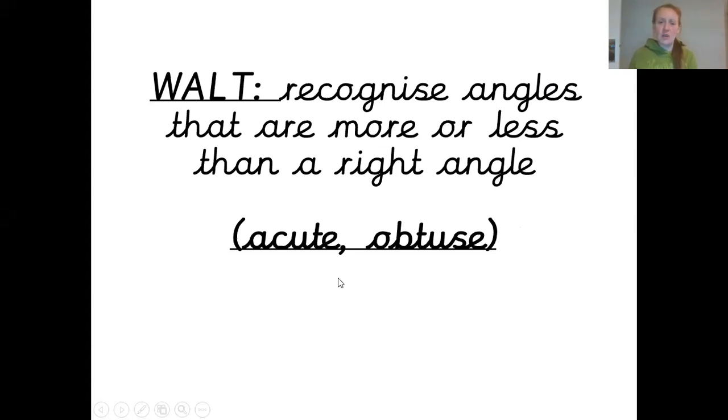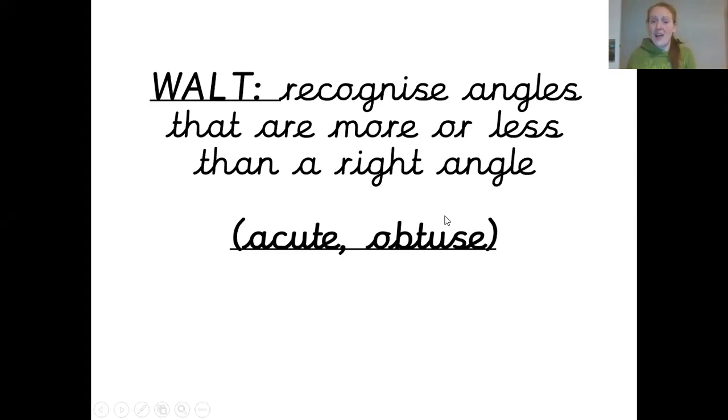Okay, and it's got 2 key words that we're going to know by the end of this lesson. We've got this word acute and we've got this word obtuse. Okay, so say it after me. Acute, obtuse. Just say it once more so you've got them in your brains. Acute, obtuse. Okay, because they look a bit strange, words. So if we repeat them, sometimes it's easier for us to remember what they are.